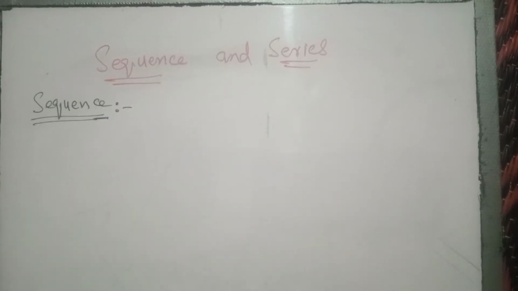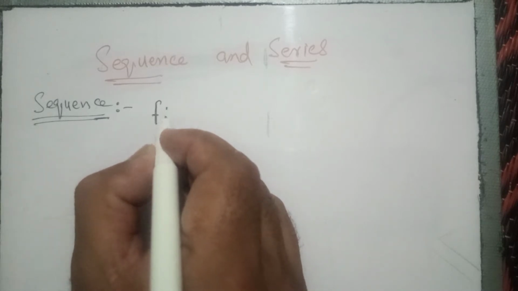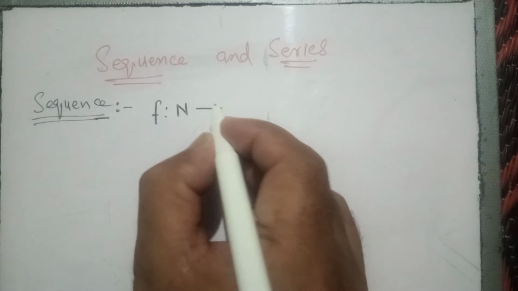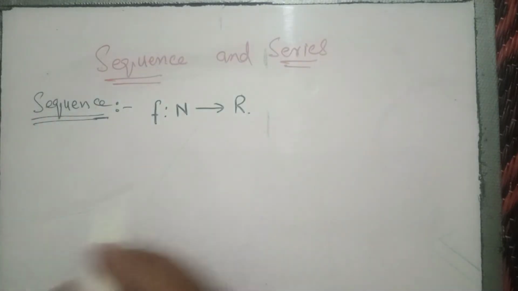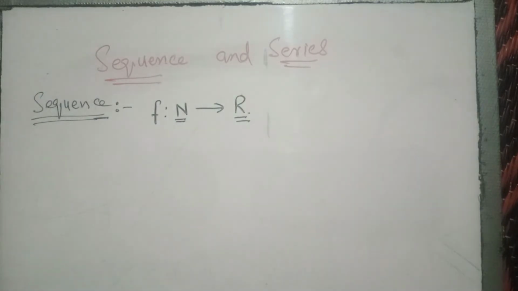Today we are going to talk about sequence and series. First of all, the definition of a sequence. A sequence is a function whose domain is the set of positive integers and whose range is the real numbers. That means it is a function from natural numbers to real numbers. The domain of the function is the natural numbers and the range of the function is the set of real numbers.